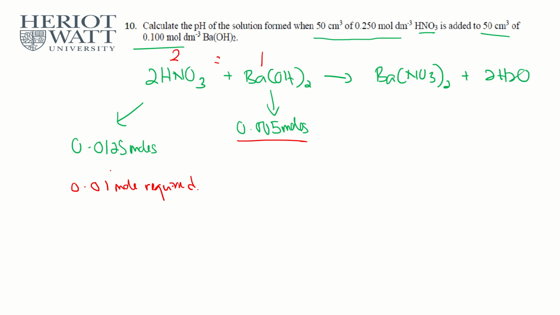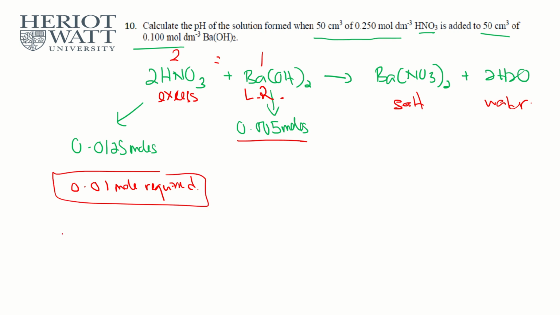So 0.01 is the number of moles of nitric acid required. And how much do we have? 0.0125. Wow, so we have excess. So this is in excess, and this is the limiting. We only focus on the excess because the excess of acid or base will make a change to the pH at the end of the reaction. Am I right? Because at the end we get a salt and water, which will not have effects on the pH. So this is required and this is what we have. 0.0125 minus 0.01, you get 0.0025 moles of nitric acid remain.